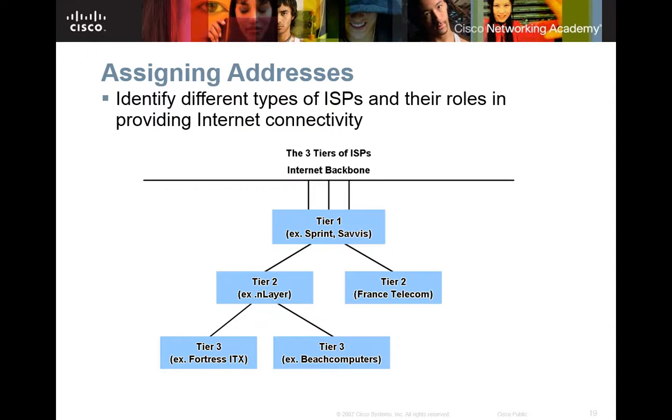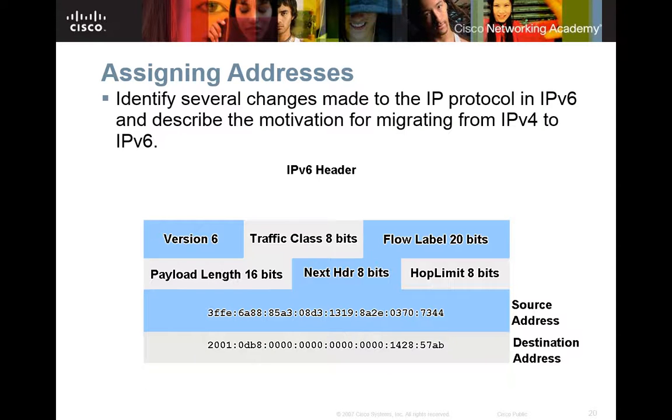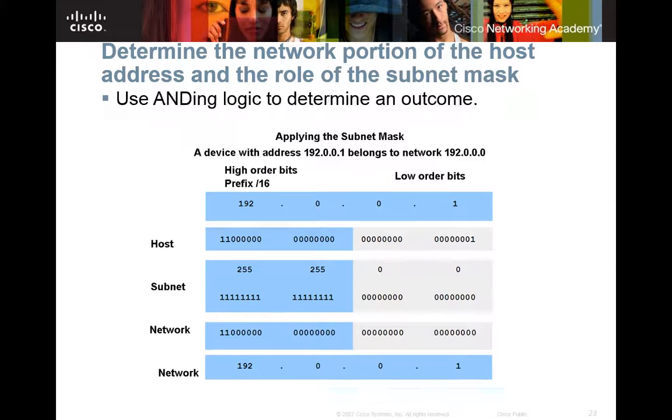All right. You have 3 tiers of ISPs. You have the main internet backbone. You have Sprint, Savvis, all that. Then you get into tier 2, which are going to be your telecom companies, and then tier 3, which is going to be your company. So you're at least 4 steps away from the true internet backbone. I'm not going to go through that.